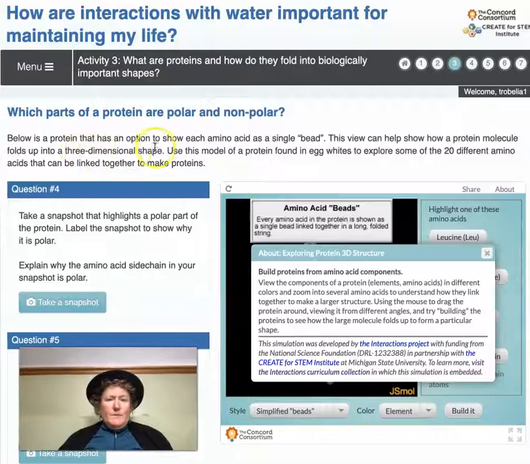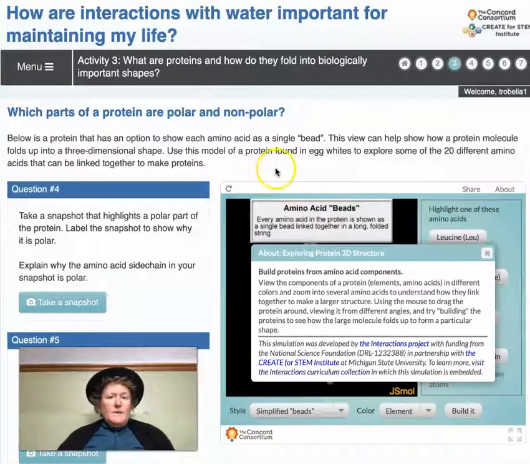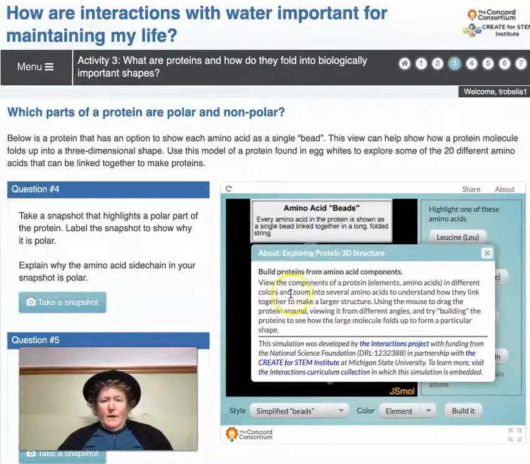Below is a protein that has an option to show each amino acid as a single bead. This view can help show how a protein molecule folds up into a 3-dimensional shape. Use this model of the protein found in egg whites to explore some of the 20 different amino acids that could be linked together to make proteins. So we're going to build proteins from amino acid components, view the components of a protein, elements in amino acids, in different colors, and zoom in to several amino acids to understand how they link together to make a larger structure. Use the mouse to drag the protein around, viewing it from different angles, and try building the proteins to see how the large molecule folds up from a particular shape.